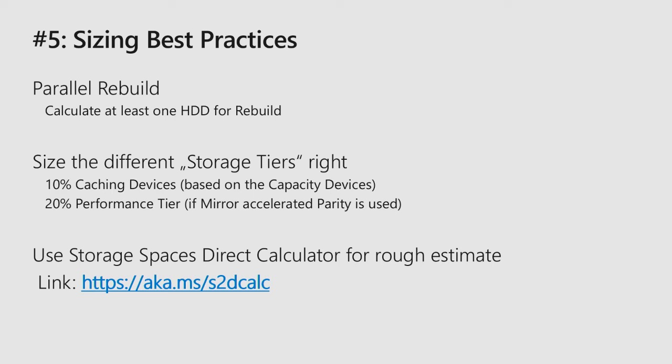Sizing best practices. So if you look at a Storage Spaces Direct design, you think, oh, I want to have 50 terabytes of usable space. And then you have to design your storage around it. Your OEM can help you with that. There is a calculator from Cosmos Darwin on the internet. You can use that. That's a good start. And there is a feature called parallel rebuild.